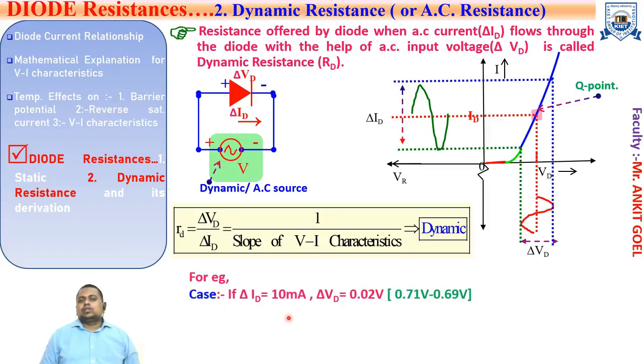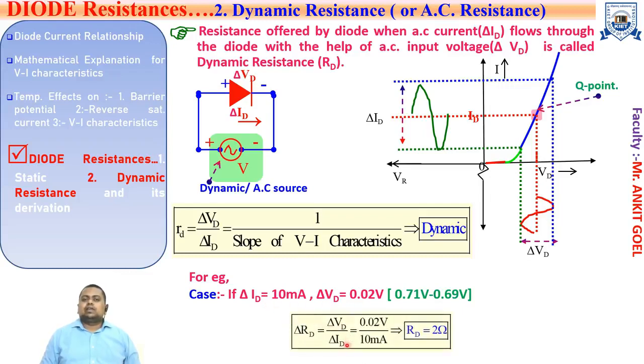For example, suppose the current flowing through the diode is changing, delta ID equals 10 milliampere, and suppose the voltage is varying between 0.7 volt and 0.69 volt. So delta VD is equal to the difference of these two extremes, that is 0.01 volt. For these values, the dynamic resistance is the ratio 0.02 volt upon 10 milliampere, which comes out to be 2 ohm. You can see it is very low resistance in the forward bias region.